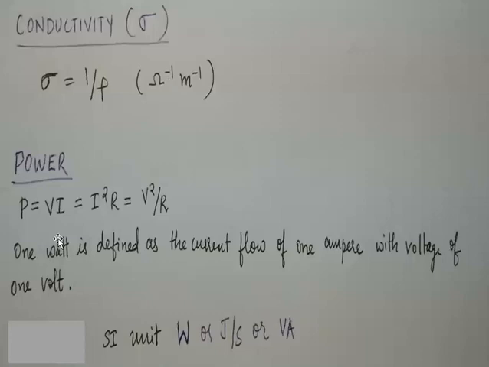And going to power, what is power? Power is the product of voltage and current. Or substituting for V is equal to IR, you get it as I square R. Or if we substitute for I is equal to V by R, we will get it as V square by R. This is the power in a DC circuit. So 1 watt is defined as the current flow of 1 ampere with voltage of 1 volt. The SI unit of power is watt or joules per second or volt ampere.